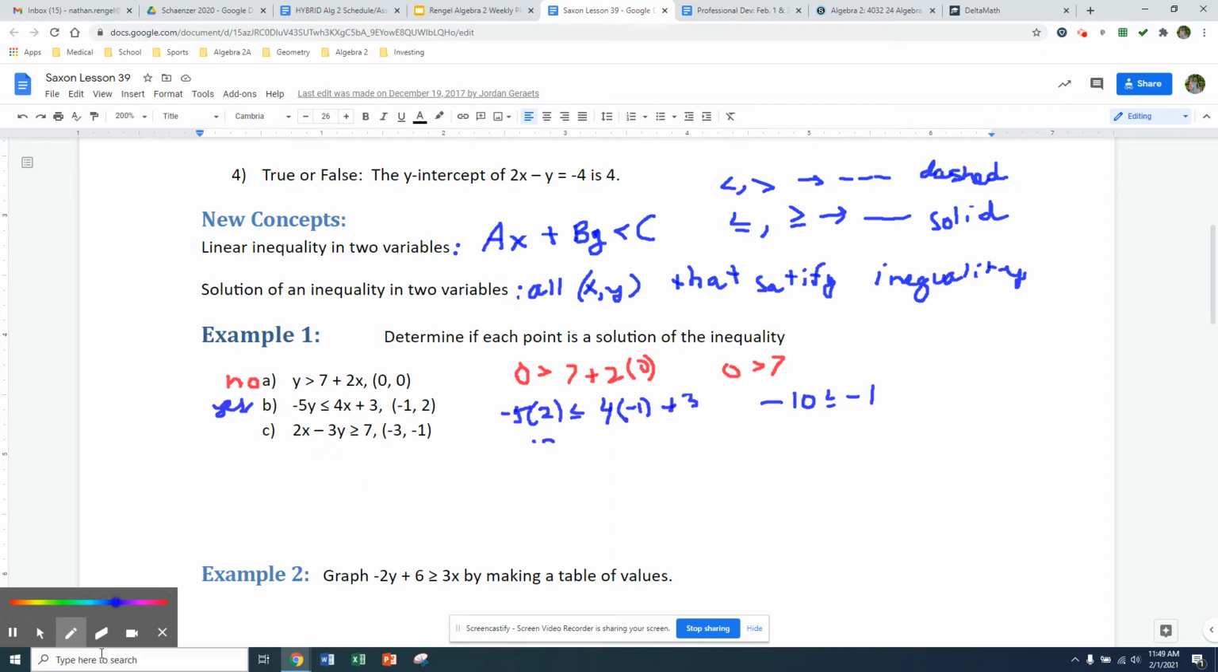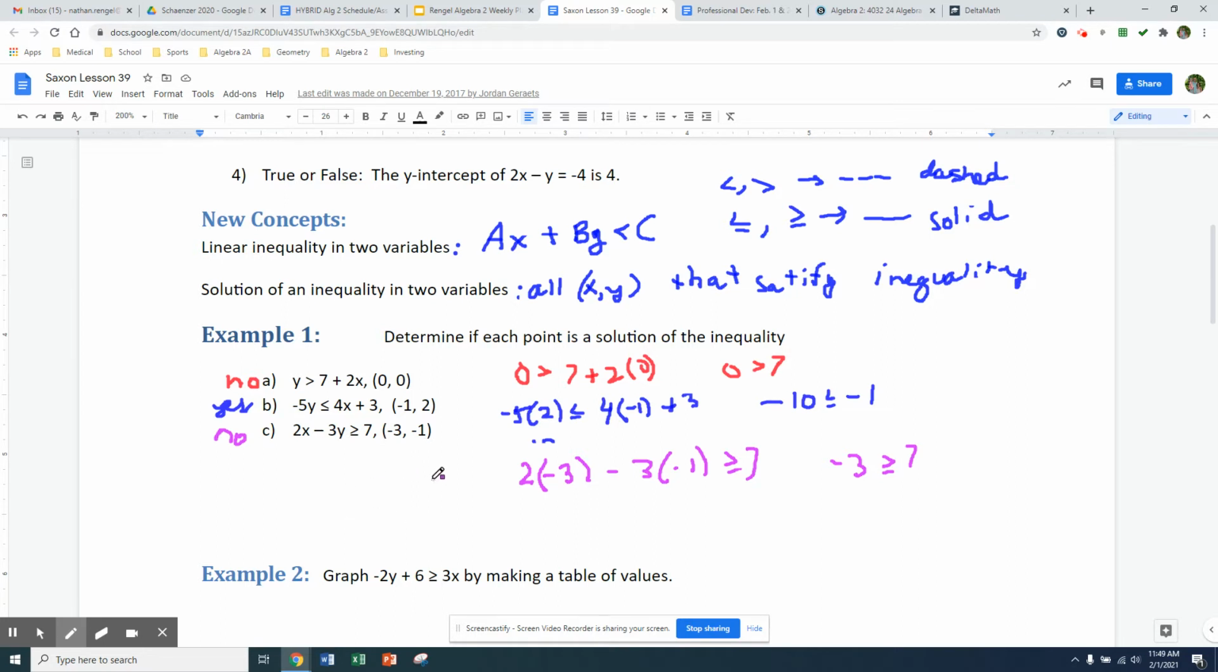And lastly, we'll take our x and our y and substitute those in for that last inequality. So we got 2 times x, which is -3, minus 3 times y, which is -1, is greater than or equal to 7. On our left side, we'll end up getting -6 minus -3, which will be -3. Is that greater than or equal to 7? And that would be a no. So that last one is not going to be a solution. So we can substitute in an xy pair and check to see.